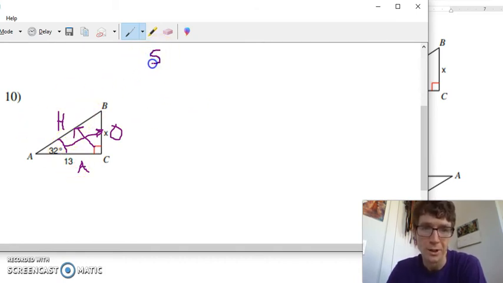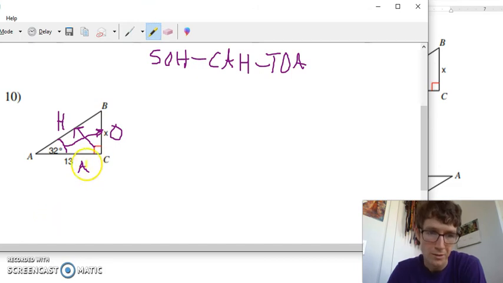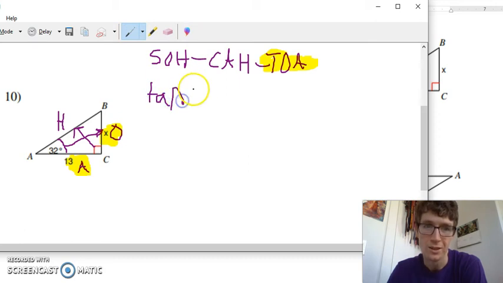So again, always write your SOHCAHTOA. Let's figure out which of these we're going to use. SOHCAHTOA. Okay, cool. So remember that we know the adjacent. We're trying to find the opposite. We're trying to find x. So what has opposite and adjacent in it? Opposite and adjacent is our TOA. So that means we're going to use tangent. So the tangent of theta is equal to the opposite over the adjacent.